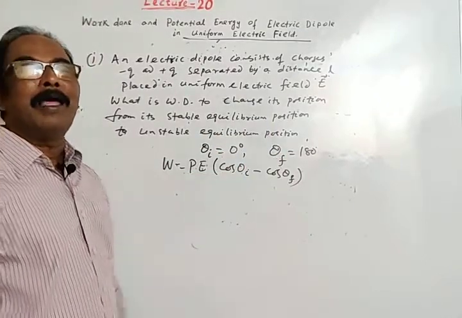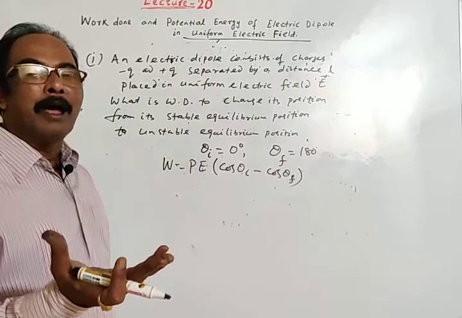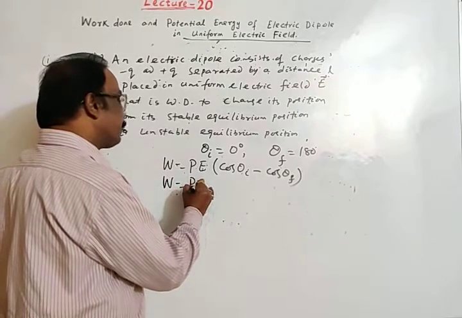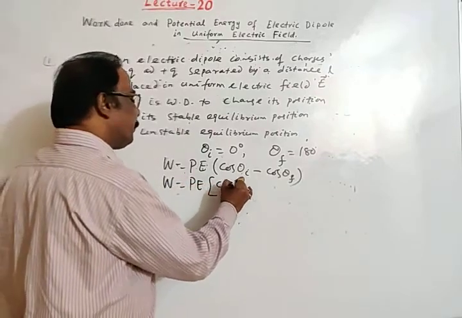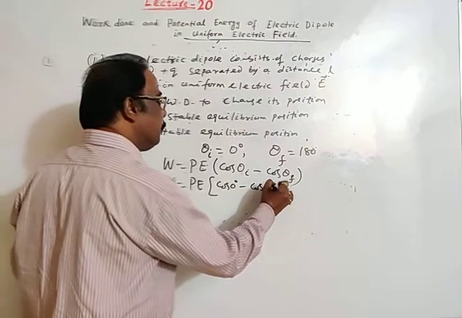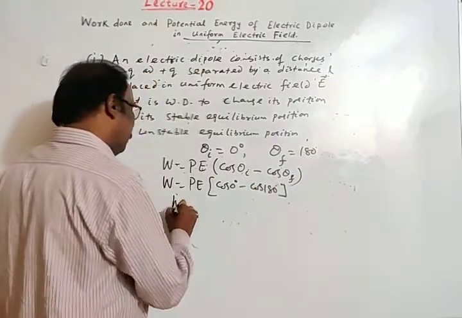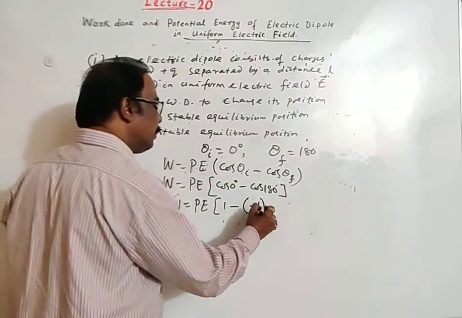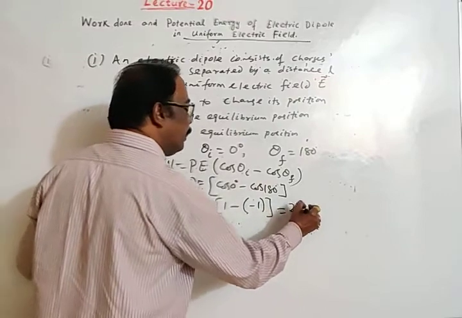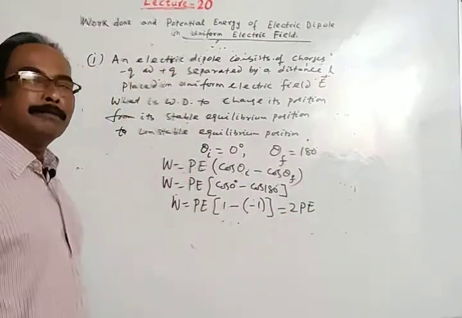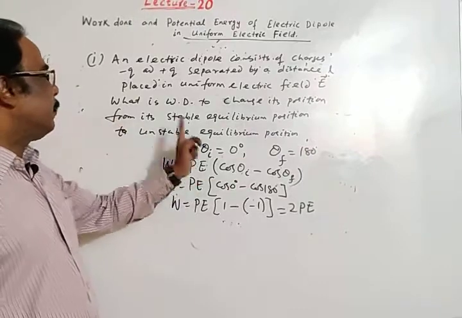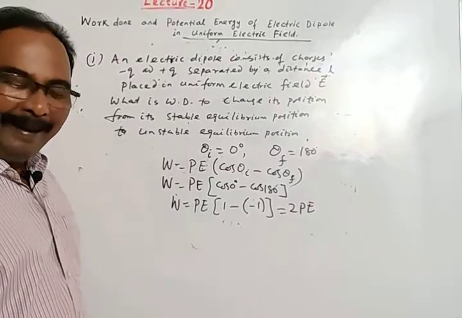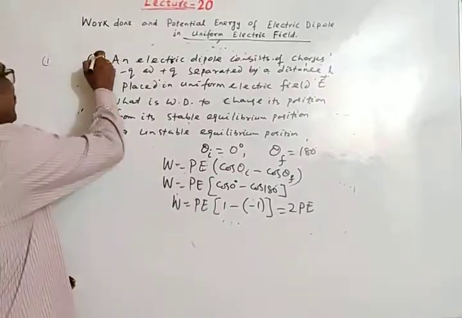Stable equilibrium angle is 0 degree, means dipole is parallel to the direction of electric field. Unstable equilibrium angle is 180 degree, means dipole is anti-parallel to the direction of electric field. Then it's very simple. PE (cos 0 minus cos 180 degree). Cos 0 is 1, cos 180 is minus 1, and work will be 2PE. Very simple. Or it may be directly mentioned: what is work done to change its position from 0 degree to 180 degree directly.